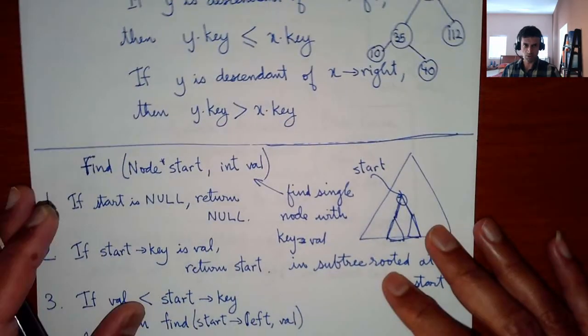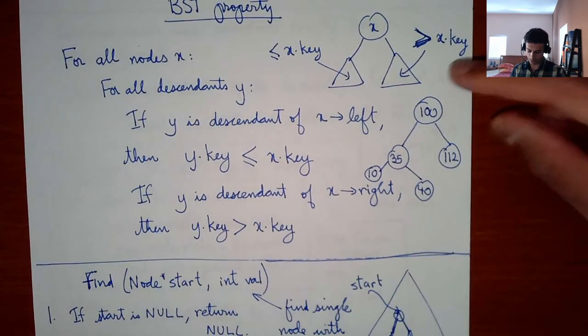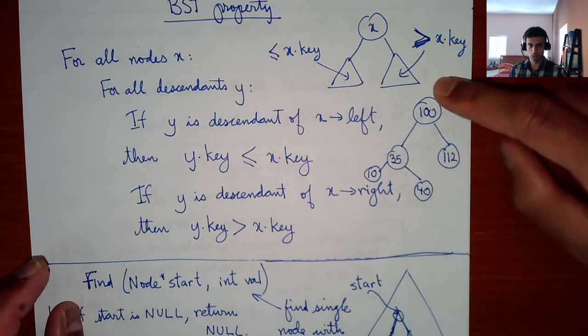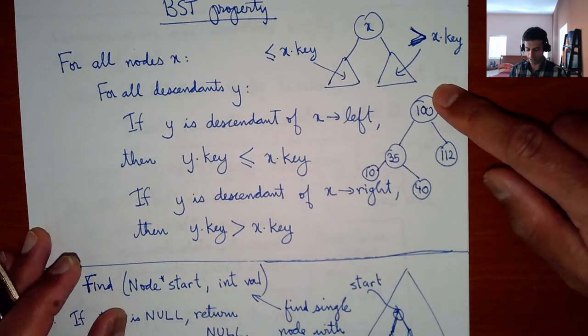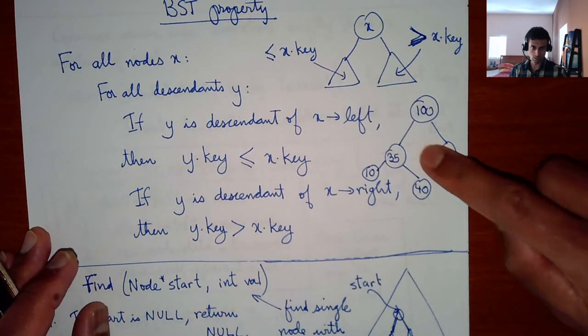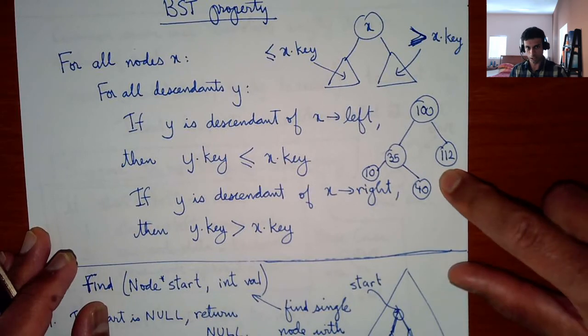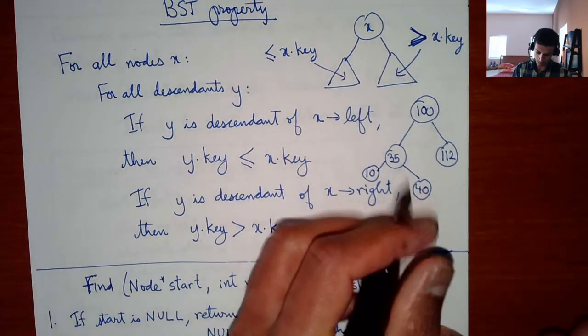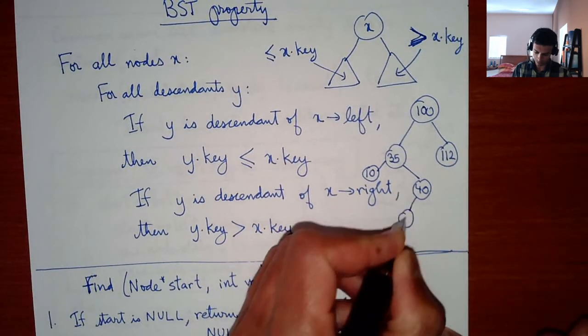Where would you insert 39? So let's walk down this, right? You would start at 100. You say 39 is smaller, so you go down here. 39 is larger, so you go down there. 39 is smaller, so you go down there, and then you insert 39 here.